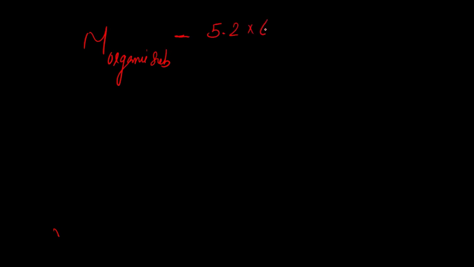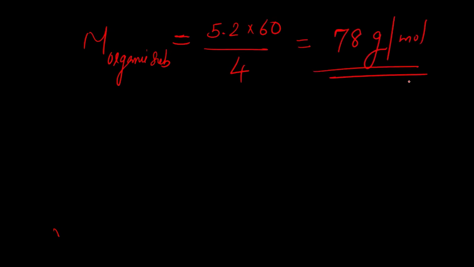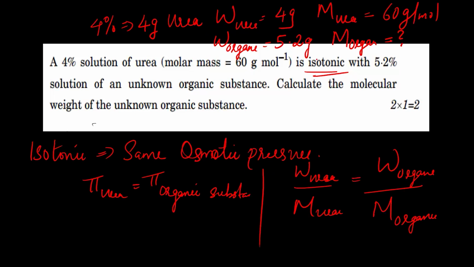5.2 times 60 by 4. Okay, so you will get the answer as 78 gram per mole. 60 by 4 is 15. 5.2 times 15 is equal to 78 gram per mole. That is the answer. So you must understand what isotonic solutions are, which have the same osmotic pressure.